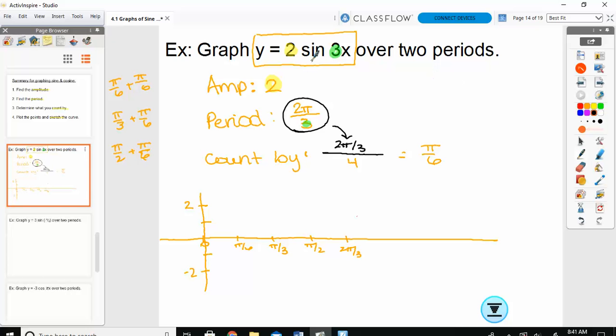Now, I'm graphing sine. So sine, if you look back at our original graph, always starts at 0, and then it goes up. So my first point would be at 0. When I get to pi over 6, it should be up at its high point, which was 2. Then it comes back to 0, goes down to its low point, which was -2, and then back to 0.